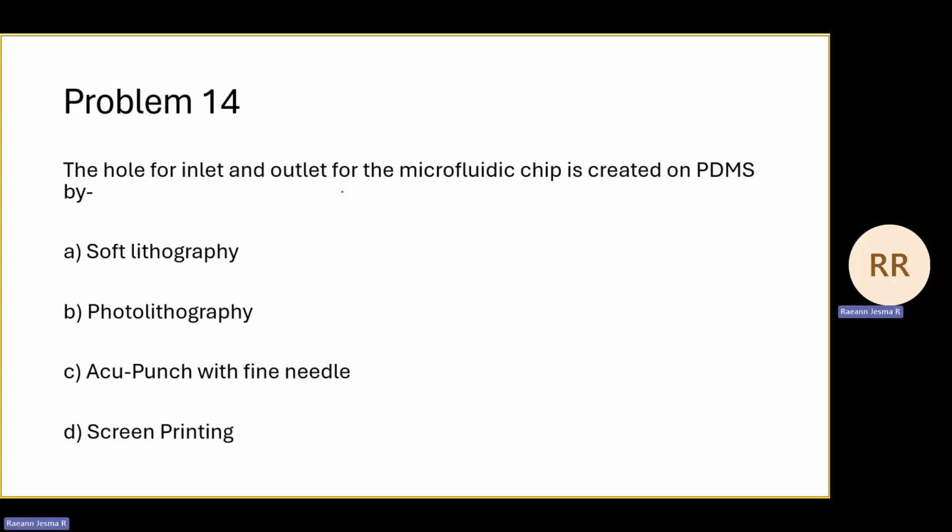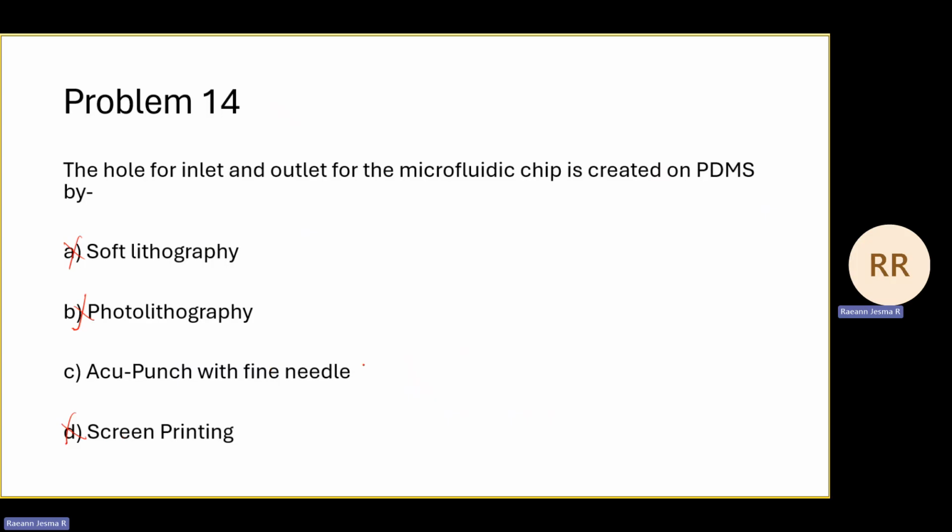Okay, to make holes, we need to have a sharp structure. So soft lithography is used to pattern the microfluidic channel. So that is not correct, and it's not photolithography as well. Printing is generally used to deposit a patterned material, so a material with some particular kind of pattern. So that is not correct.